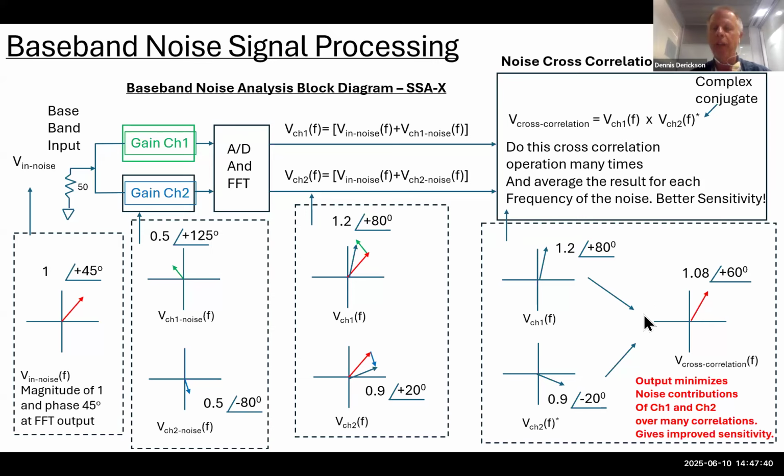I do it one time here in this diagram where I take that voltage and I take this voltage conjugate, multiply them together, and I get a number of 1.08 angle of 60. Now that's not quite exactly what we had to start with, but it's close. And given the fact that we had amplitudes of 0.5 in the noise, we've actually got some noise suppression going already the first correlation time. And we're going to do tens of thousands of correlations. And after a time, this will converge to the value of the input noise with really good sensitivity. So it's a really good technique for measuring very low noise signals.